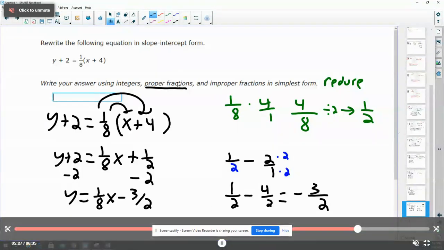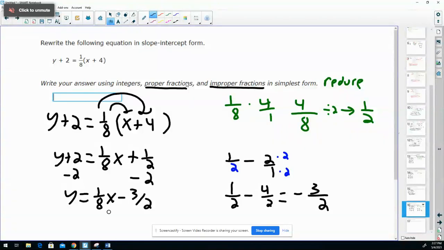Okay, you want to make sure you use proper fractions, not mixed numbers, and not decimals. No decimals. If you put in decimals, it will mark you wrong.